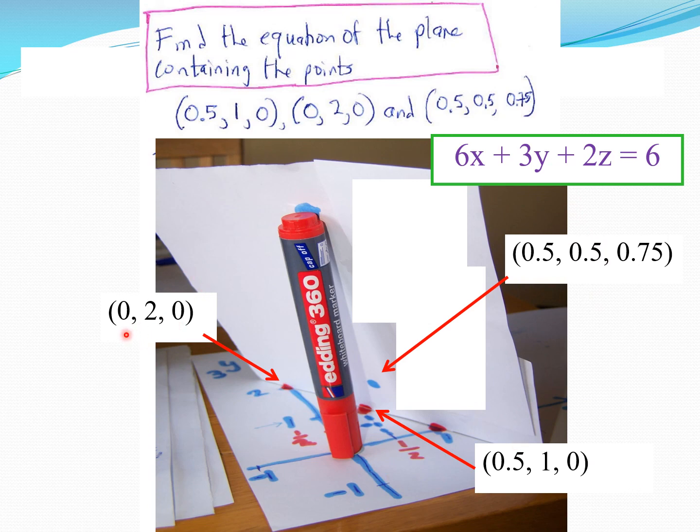So is 0, 2, 0 part of that plane? So fill 0 in for x, 2 for y, 3 2s are 6 plus 0 equals 6. So that point is on the plane. And likewise, you can substitute that point in, 0.5 for x, 0.5 for y, 0.75 for z, and you can see that you get 6 as well. And likewise with the third point.